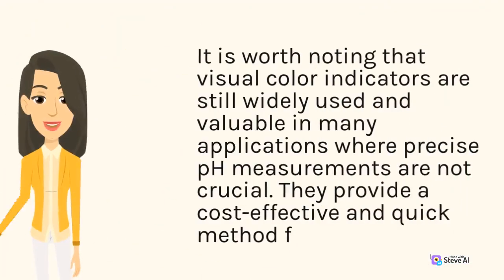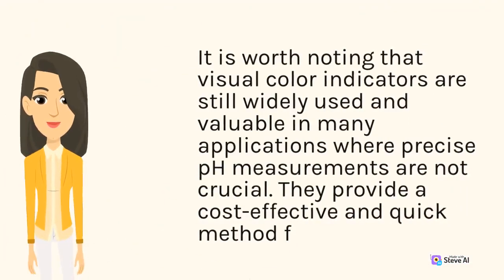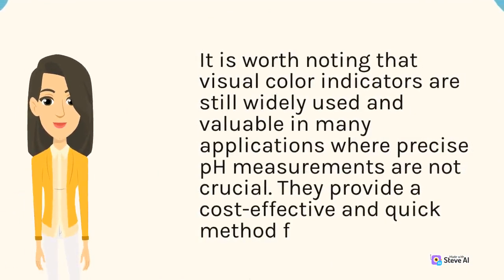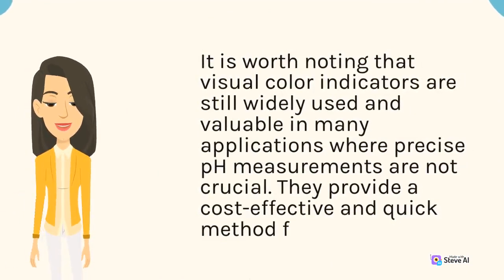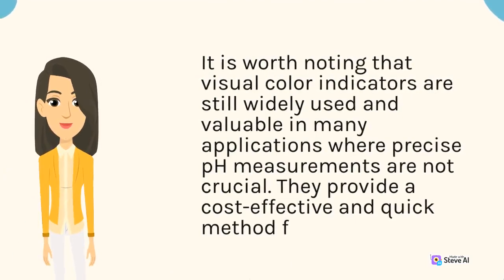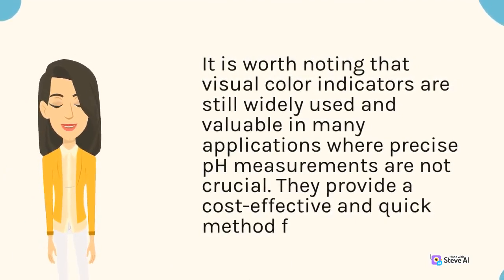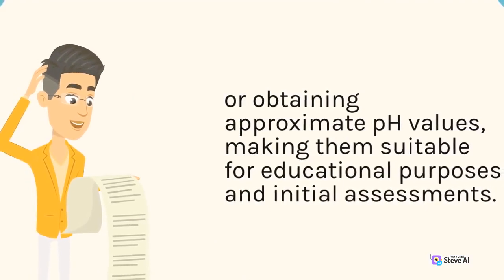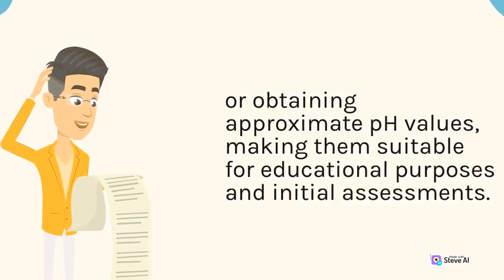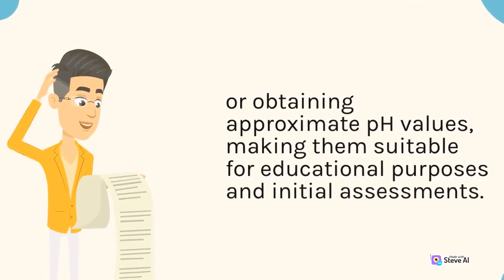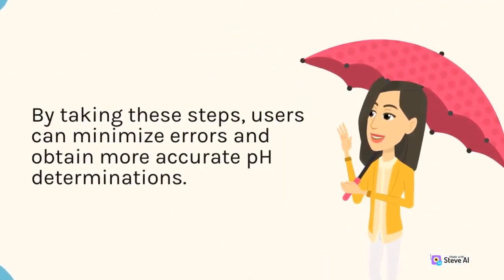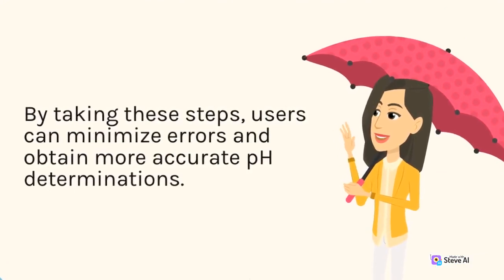It is worth noting that visual color indicators are still widely used and valuable in many applications where precise pH measurements are not crucial. They provide a cost-effective and quick method for obtaining approximate pH values, making them suitable for educational purposes and initial assessments. By taking these steps, users can minimize errors and obtain more accurate pH determinations.